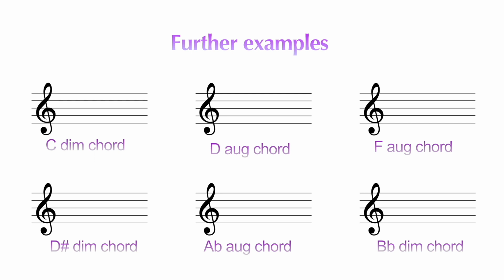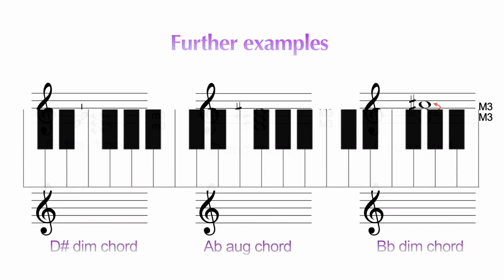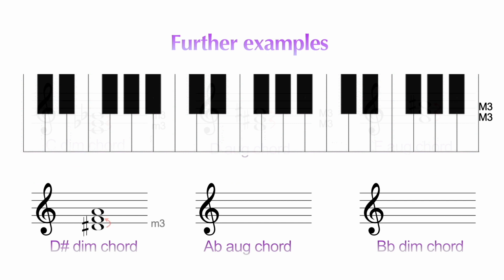Here are some more practice for you. Again, you may pause the video and build these chords, and then we can check together. For C diminished, C, E flat, and G flat. D augmented, D, F sharp, A sharp. F augmented, F, A, and C sharp. D sharp diminished, D sharp, F sharp, and A. A flat augmented, A flat, C, and E. B flat diminished, B flat, D flat, and F flat.